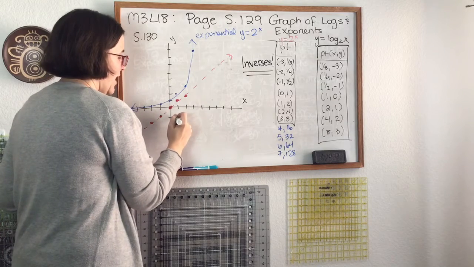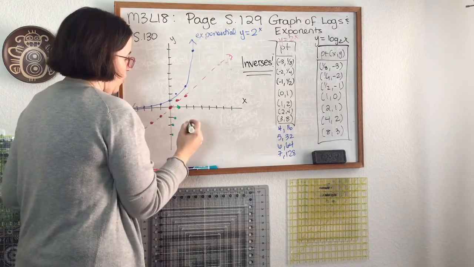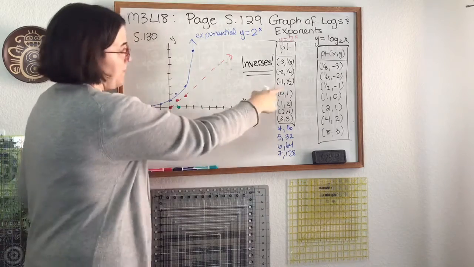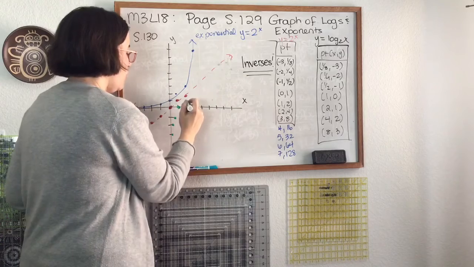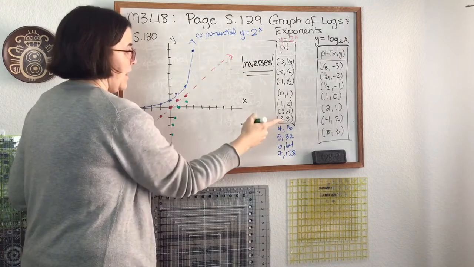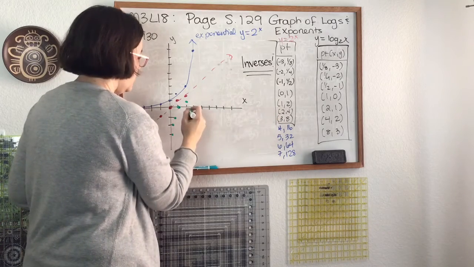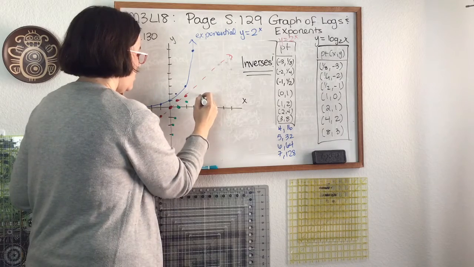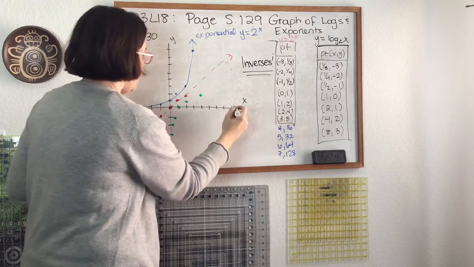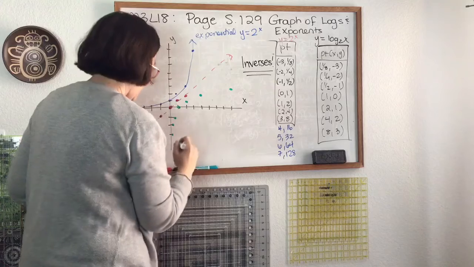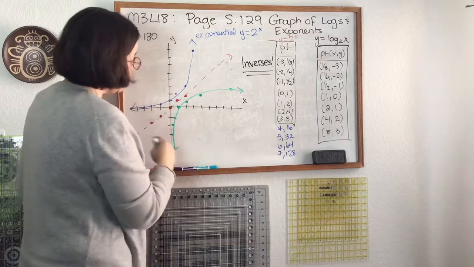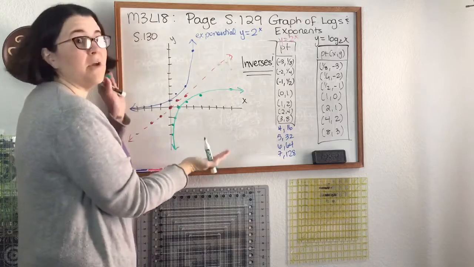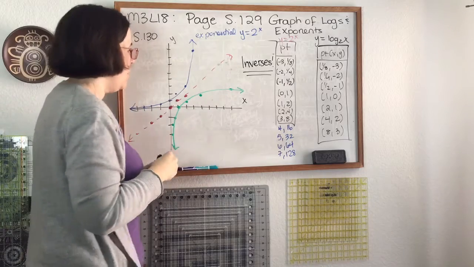At 1/2, we're at -1. At 0, we're at 1. Right? I'm sorry, at 1, we're at 0. My brain is backwards. At 2, we're at 1. At 4, we're at 2. At 8, we're at 3. And what happens is we get what is technically the flip or the mirror image, the reflection of the original.